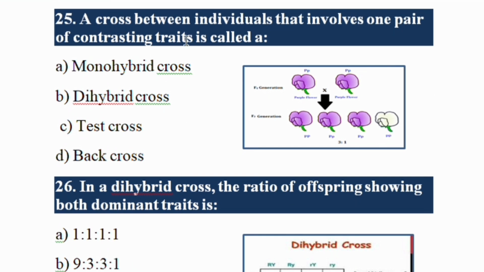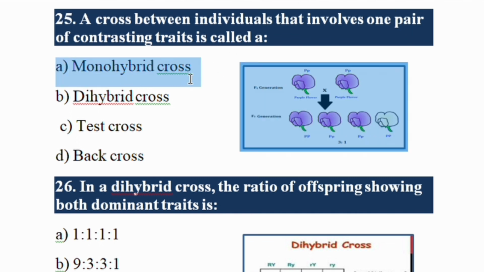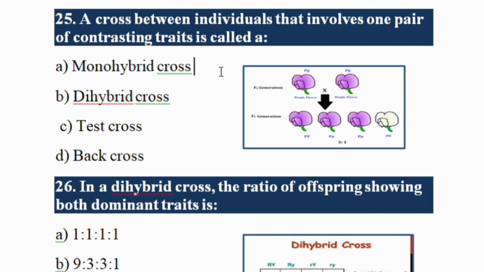A cross between individuals that involves one pair of contrasting traits is called a monohybrid cross. Definitely it is a monohybrid cross because it involves only one pair of contrasting traits.